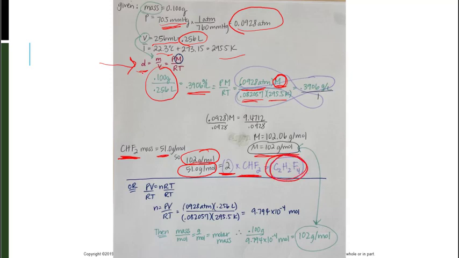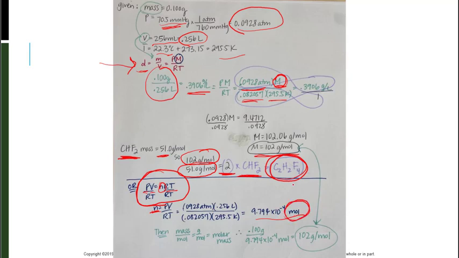But maybe you wanted to go a different route. Maybe you wanted to plug everything right into PV equals nRT because you were given pressure and volume and you know R and you were given T. So the only unknown here is our n. So you could solve for n. We would get 9.794 times 10 to the negative 4th moles.